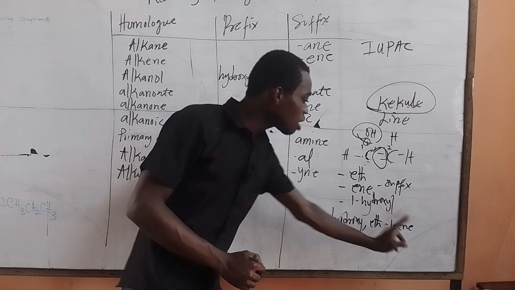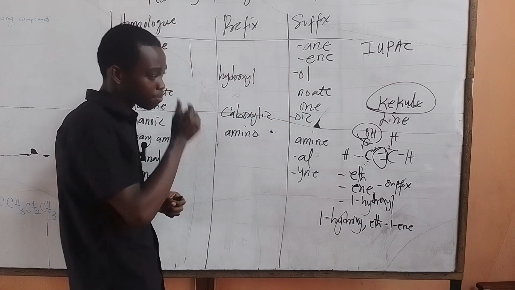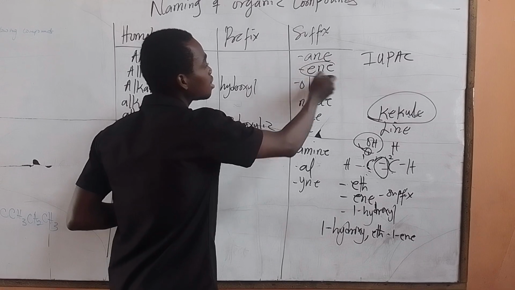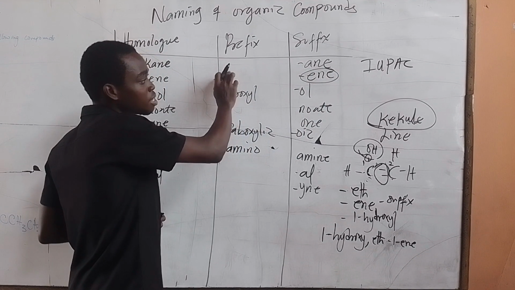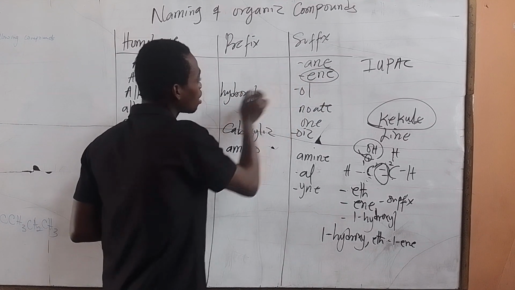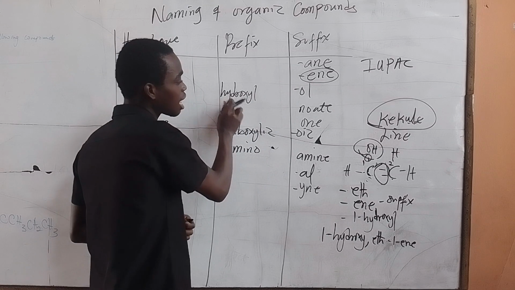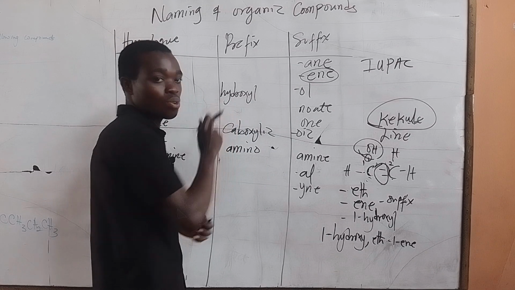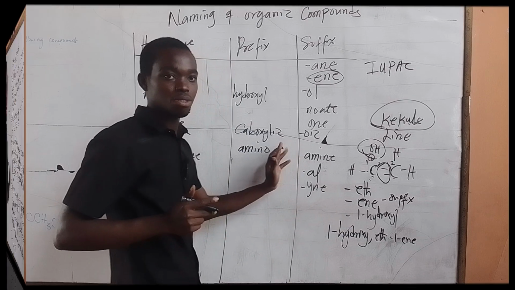Now, why did I do it like this? Because I know that ene doesn't have any prefix, while the alkanol has a prefix, so it can act as a prefix and also as a suffix.